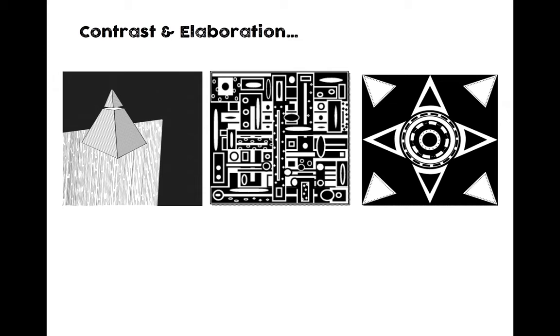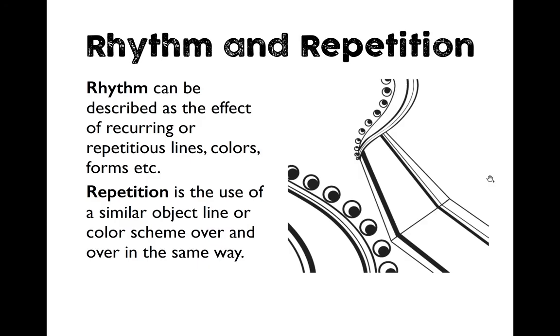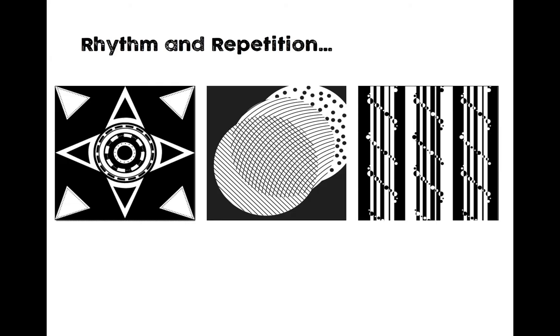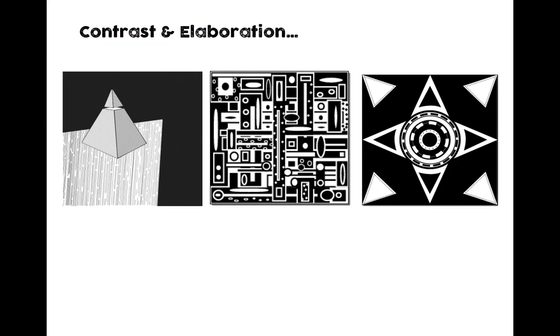So here's a couple of other examples of contrast and elaboration. All right? So all of these are examples of contrast and elaboration. We saw this one here under rhythm and repetition, didn't we? That exact same one. Would you also say that this could be an example of contrast and elaboration?